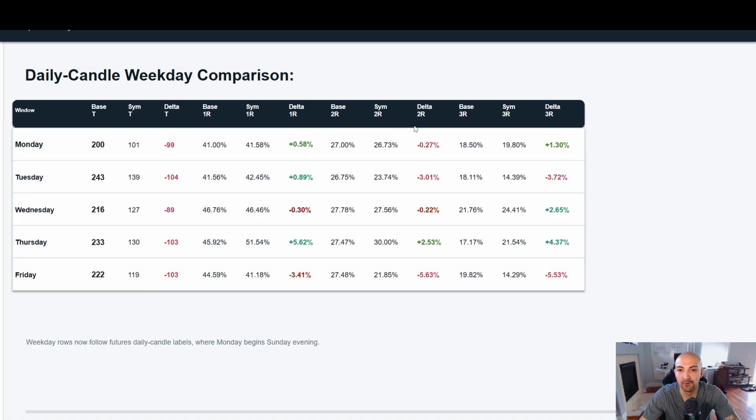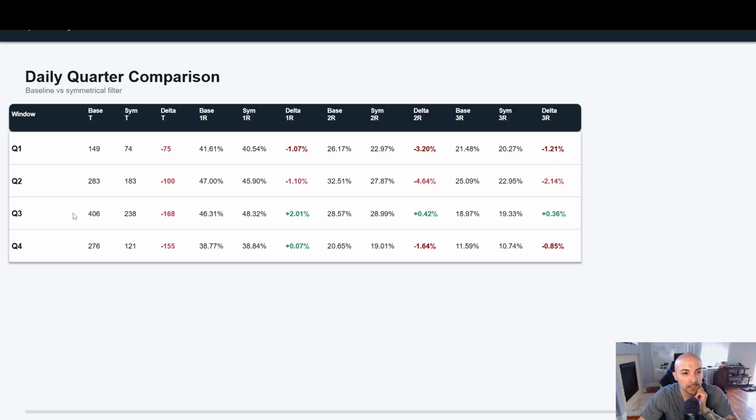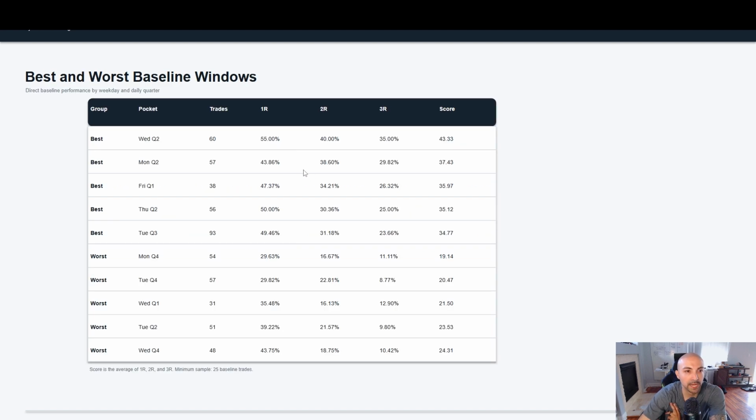Then we have the 2R over here, 3R here. And the delta is obviously the difference between the baseline versus the symmetrical. And then we have the daily quarter comparison. Most trades happened in quarter three, which probably isn't surprising. And again, for the 1R, both baseline and symmetrical were under 50% hit rate. Best and worst baseline windows. We got Wednesday, quarter two, 60 trades, and it shows 55% probability for a 1R and 40% probability for a 2R. Pretty decent. And then the worst quarters down here.